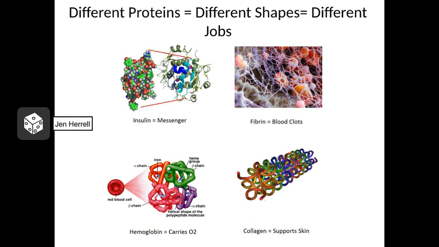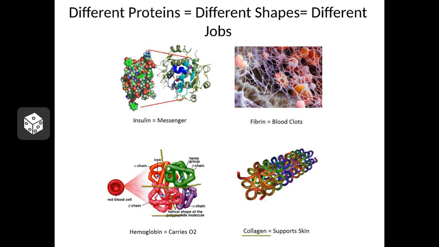Here we have hemoglobin. Hemoglobin carries oxygen in your blood. To do this, it has to bind to iron molecules, and in order to do that, it has to have this particular shape. Again, it has 4 subunits, all of which hook together.